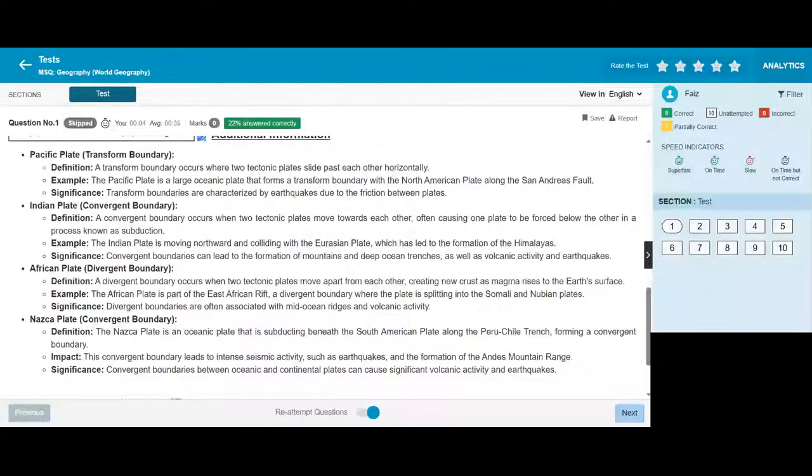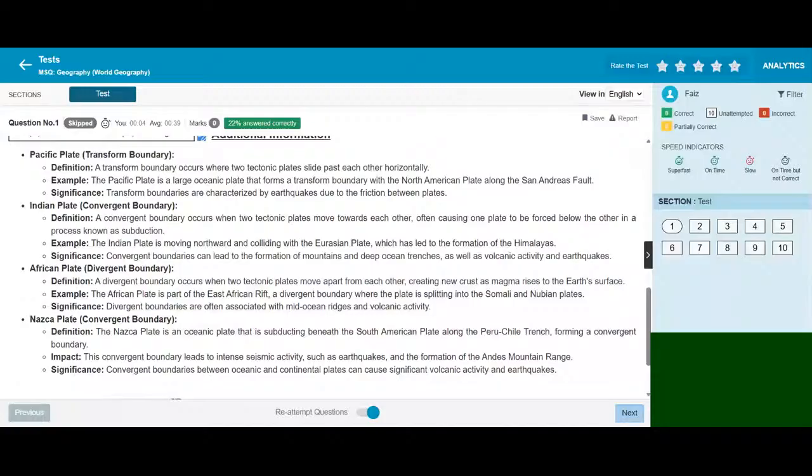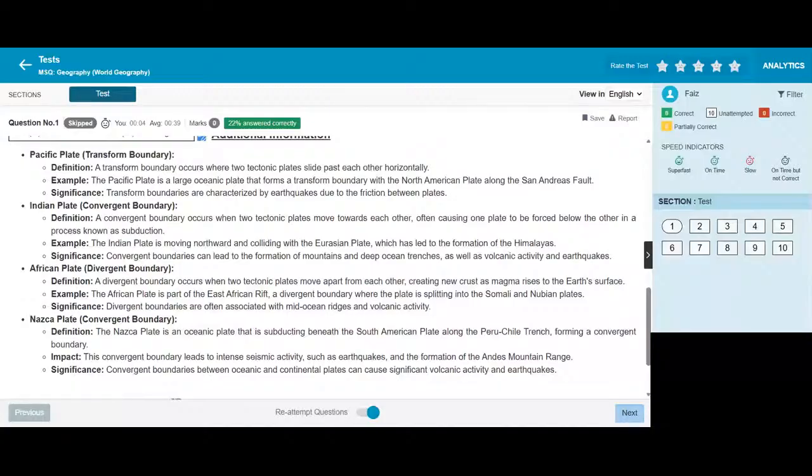Indian plate, convergent boundary. A convergent boundary occurs when two tectonic plates move towards each other, often causing one plate to be forced below the other in a process known as subduction, and colliding with the Eurasian plate, which has led to the formation of the Himalayas. Convergent boundaries can lead to the formation of mountains and deep ocean trenches as well as volcanic activity and earthquakes.